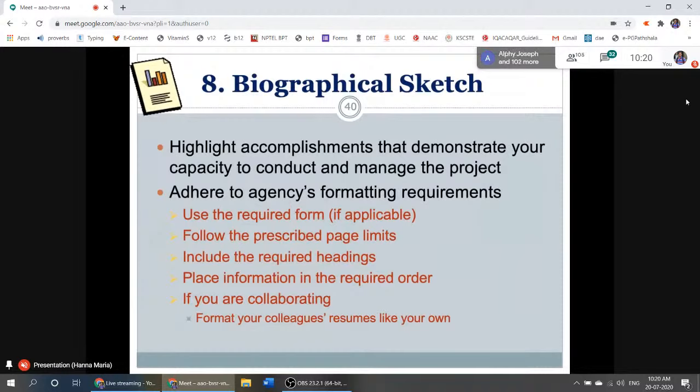Biography of the investigator is very, very important. Biographical sketch of the investigator. Highlight the accomplishments that demonstrate your capability. Don't write too much. Most of the funding agencies will say, okay, show your best five publications related to this field. You can show that, I have 100 publications. You can indicate, but they will ask for the best five publications related to this field. Next one, please.